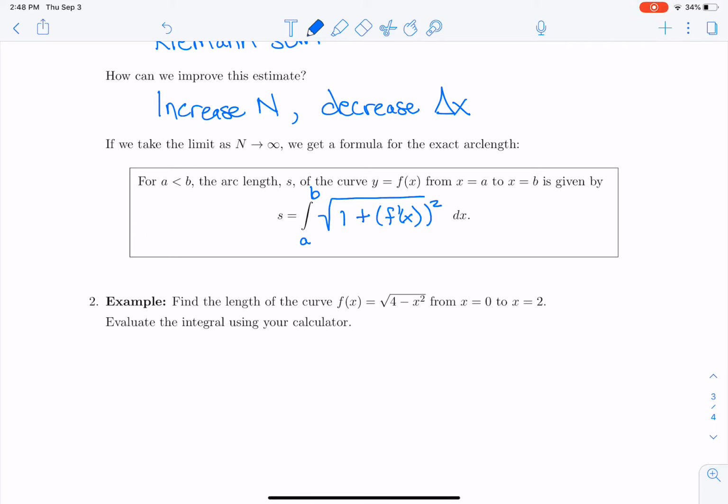And so little s is called the arc length, which is the length of that curve, and it's given by that integral.